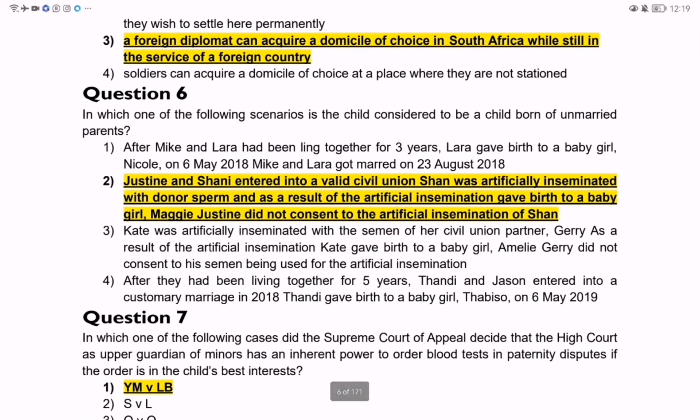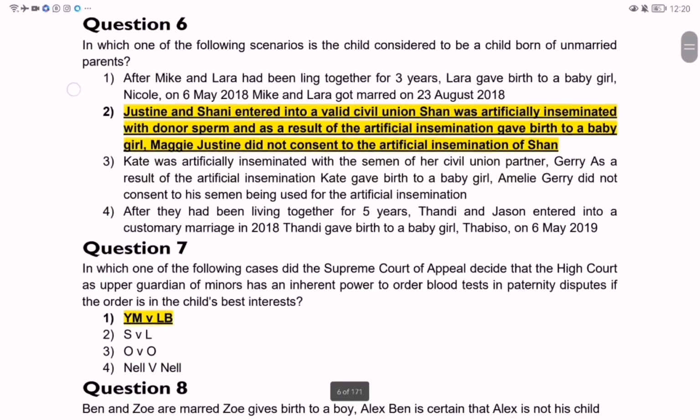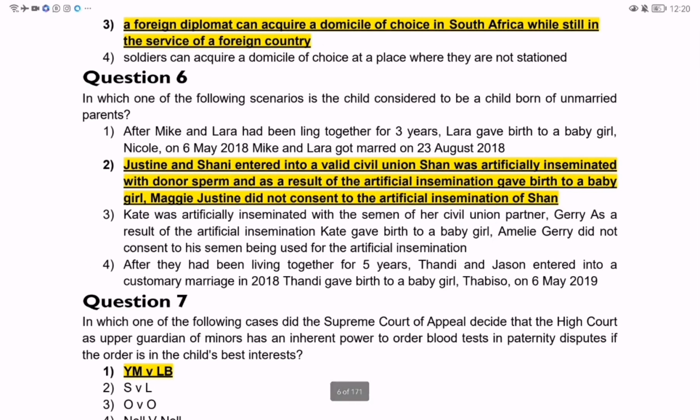In which one of the following scenarios is the child considered to be born of unmarried parents? After Mike and Lara had been together for 3 years, Lara gave birth to a baby girl. On 6 May, Mike and Lara got married on 23 August 2018. So we understand that the Children's Act gives the status of child born of married parents if, let's say me and my boyfriend have a child and then we subsequently marry, that child is classified as a child born to married parents, even if we were unmarried before. All right.